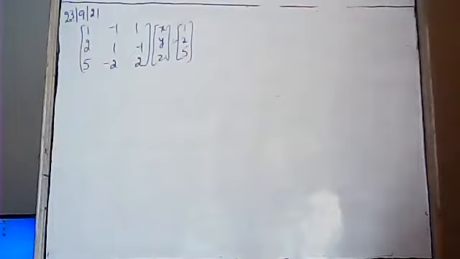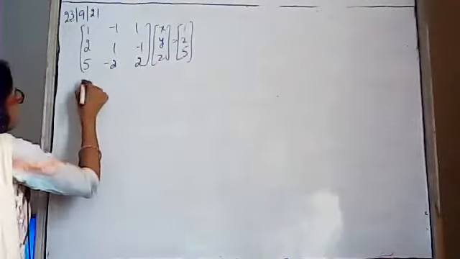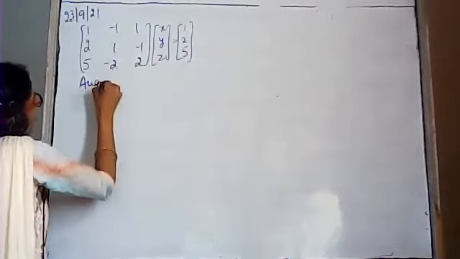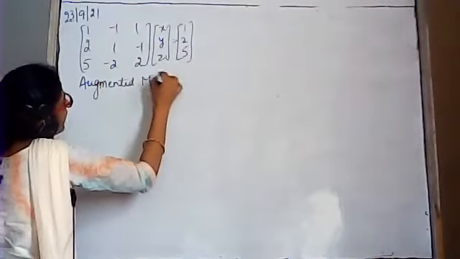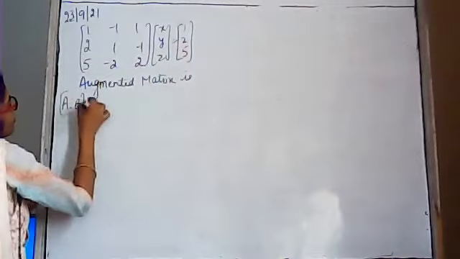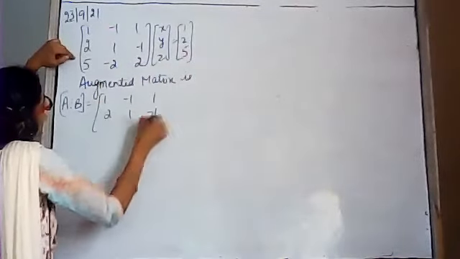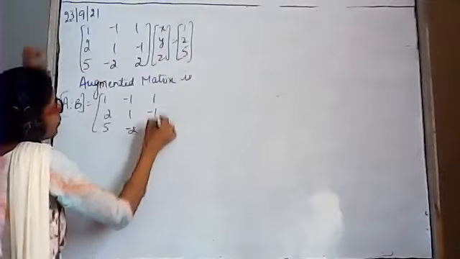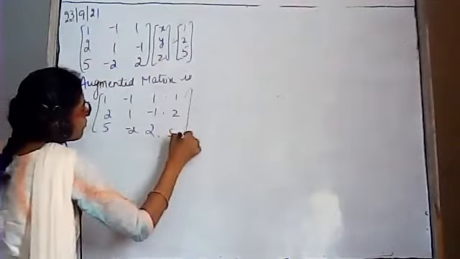1 minus 1 1, 2 1 minus 1, 5 minus 2 and 2, x y z, 1 2 and 5. We are to solve this system. First of all, the augmented matrix is A dots B, which equals 1 minus 1 1, 2 1 minus 1, 5 minus 2 2, dots 1 2 and 5.